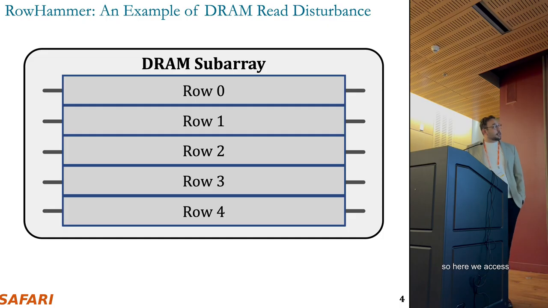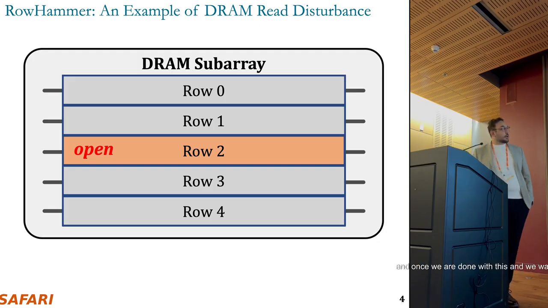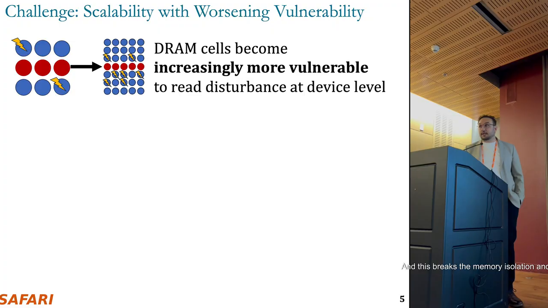Here we access DRAM cells internally in DRAM row granularity. So assume that we access data in row 2, so we need to open or activate row 2. And once we're done with this and we want to access another data in another row, we need to close it. When we do this open and close operation many times, we observe bit flips in physically nearby rows that are not necessarily accessed. And this breaks the memory isolation and leads to all those problems.